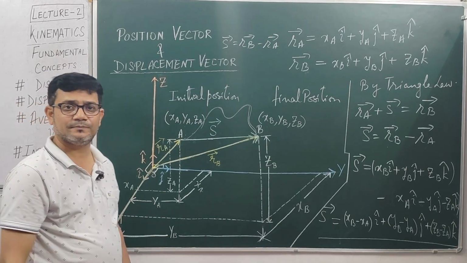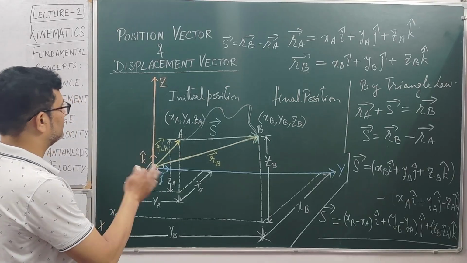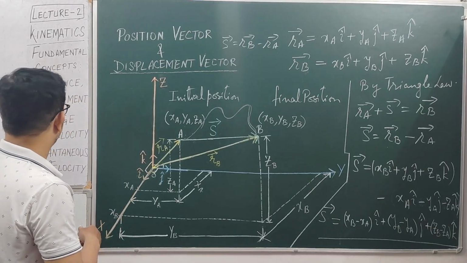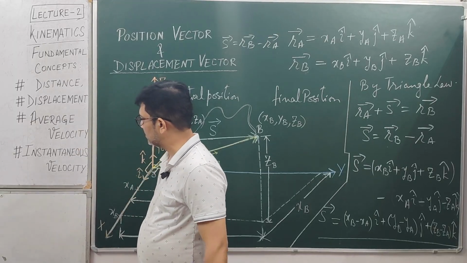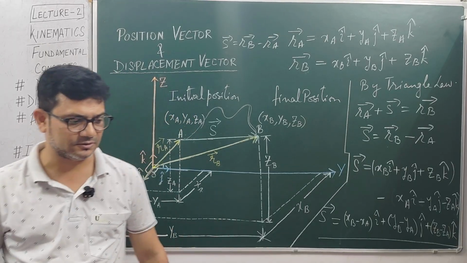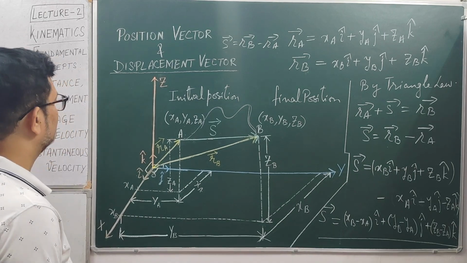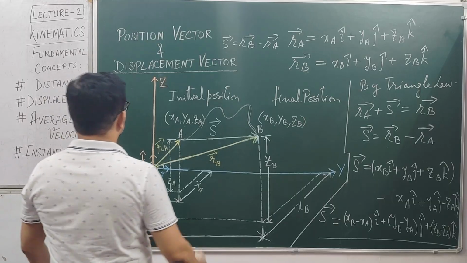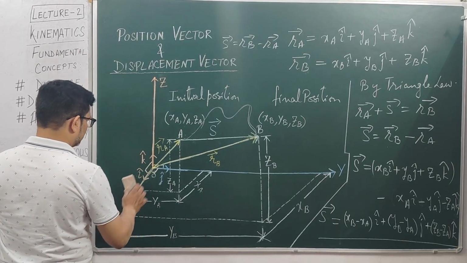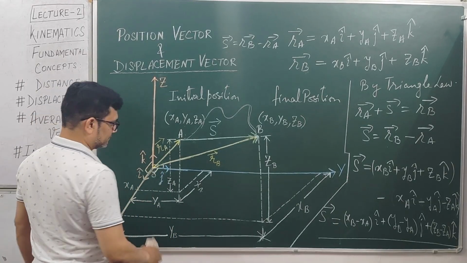So you can take this down, and after this we are going to talk about what is average velocity, and then we'll talk about what is instantaneous velocity. So take down these steps as a reference point, and from here we'll move on to average velocity and average speed concepts.